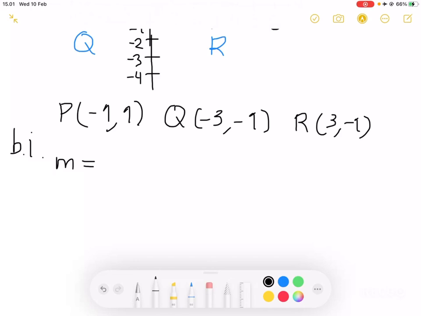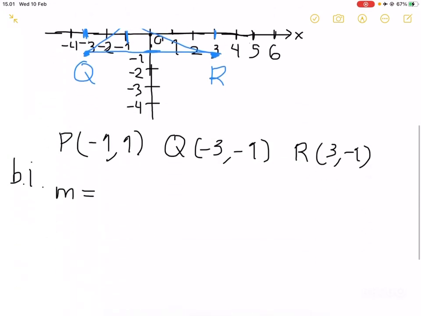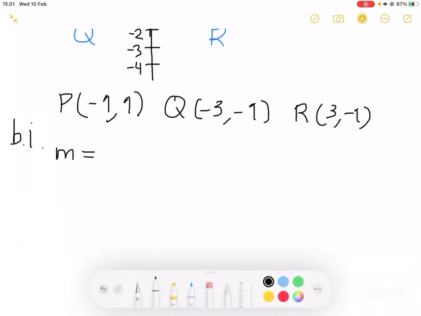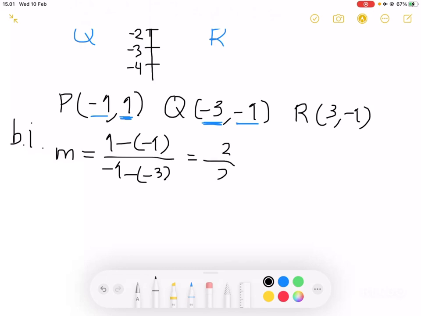So for the first part, we need to look at points P and Q. Let's say we're going to take this as our y2 first. So y2 is 1 and our y1 is -1, so we have 1 minus -1. And then our x2 will be -1 and our x1 will be -3. So -1 minus -3, the top one will be 2, the bottom will also be 2, leaving us with +1.